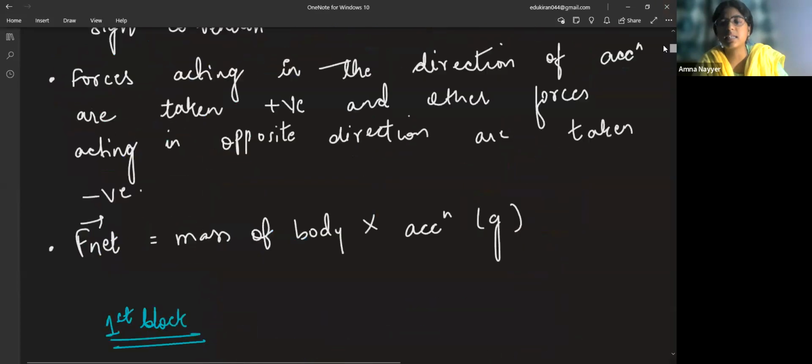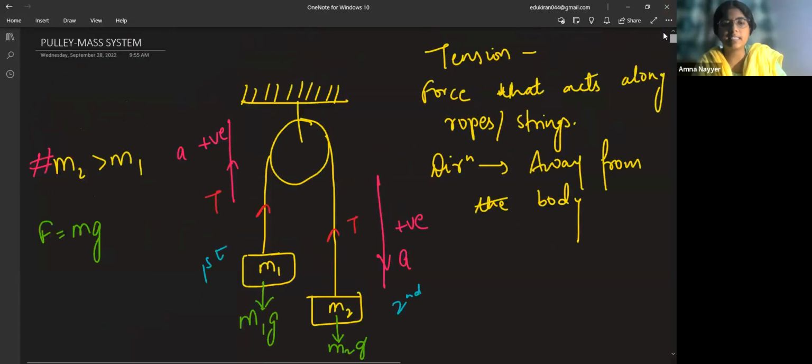Some questions I'll give you in the next class. Today we'll start with friction first, because the questions actually involve friction. Without friction, we won't be able to solve most of the questions. But start noting it from here. Any doubts, you can ask in the meanwhile.